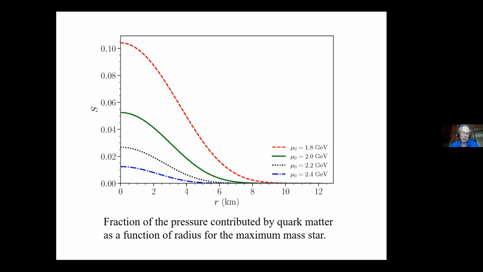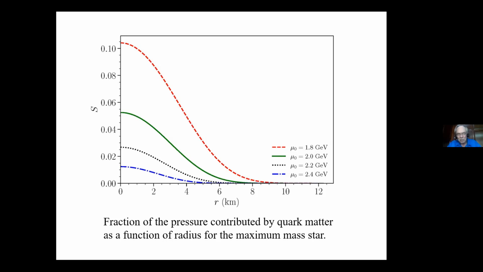But in this case, with a smooth crossover, the switching function itself contributes to what you mean by the baryon density. So the switching function is really telling you what fraction of the pressure is contributed by quarks. So the fraction of the pressure contributed by quark matter is shown here as a function of radius for the maximum mass star at each value of mu0.